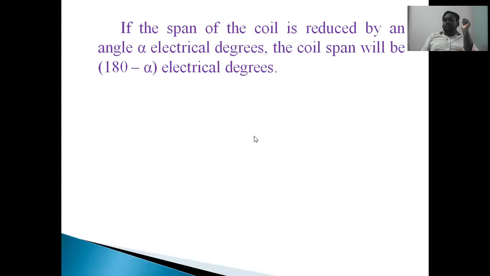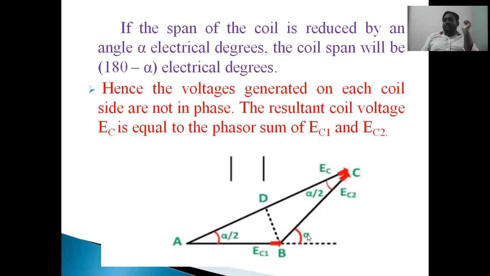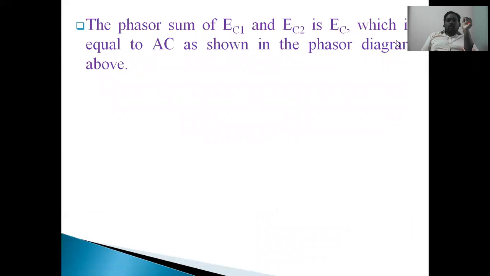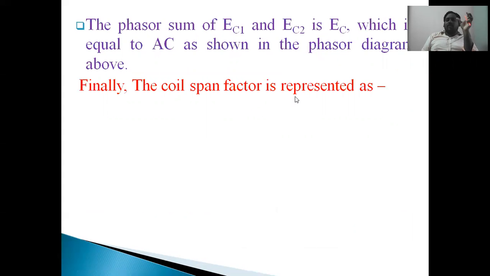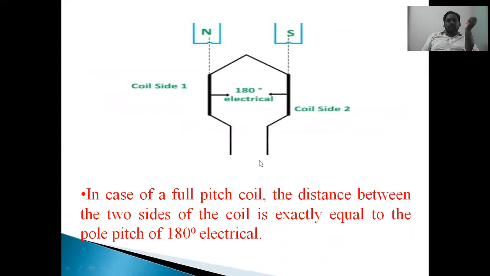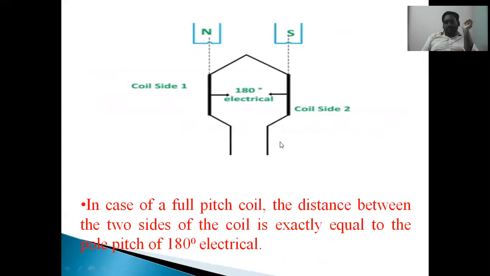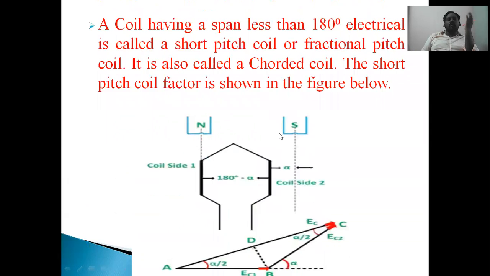Now, how to calculate that? The phasor sum of EC1 and EC2 is EC, which is equal to AC. So now we can calculate the coil span factor. We have already defined the coil span factor: it is the ratio of the voltage generated in the short pitch coil to the voltage generated in the full pitch coil.